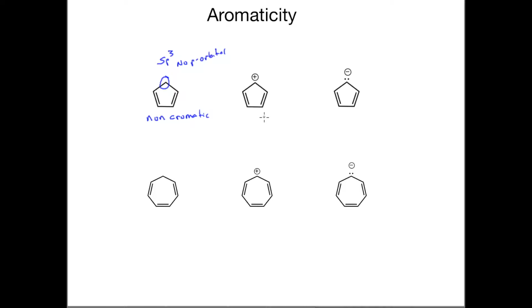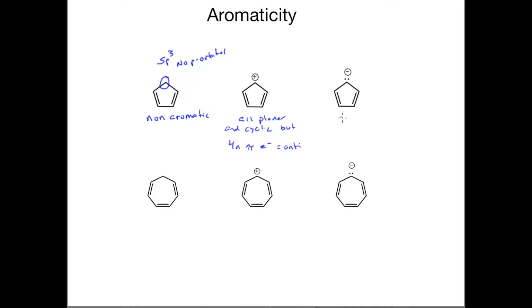Now we can look at the next one over, in the top middle, and we see that we have something that is completely conjugated. Everything is planar. The carbocation is sp2 and has a vacant p orbital. It's all cyclic, so it fits all the rules except that we have 4n pi electrons. You see each double bond has 2 electrons, so that gives us 4. Therefore, this compound is anti-aromatic.